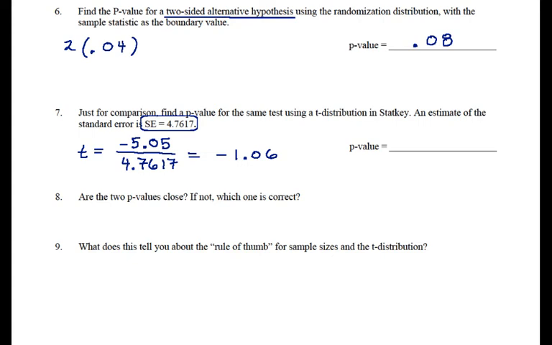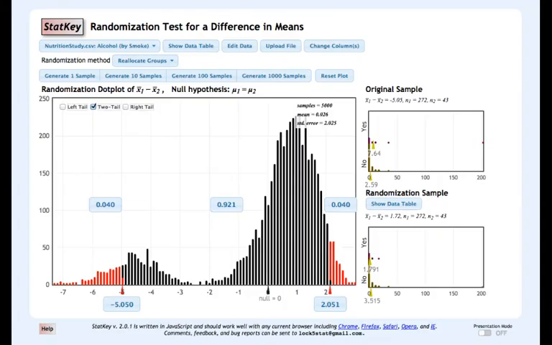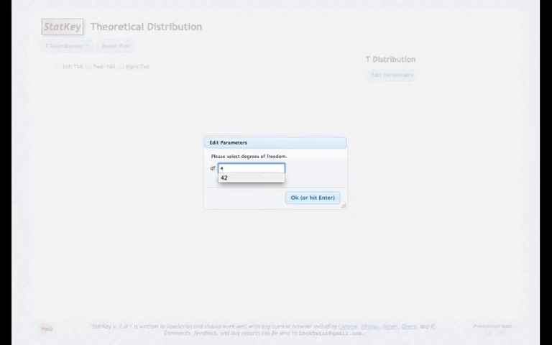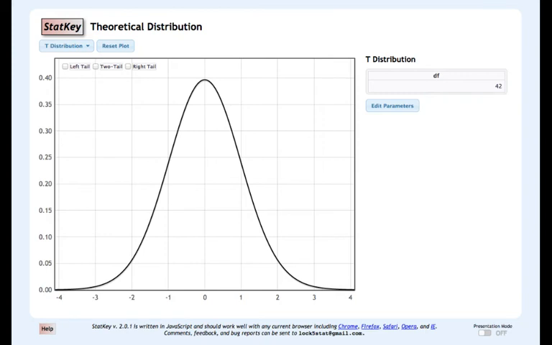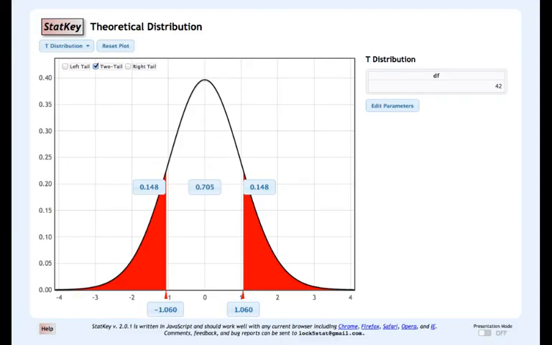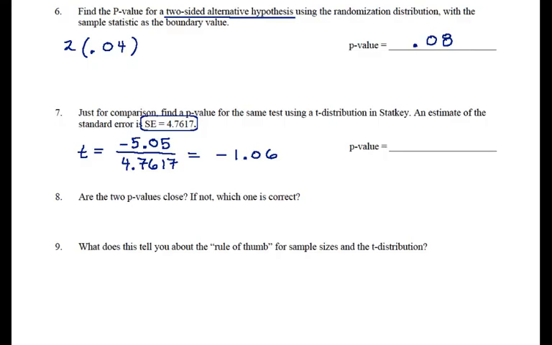One standard deviation away. If we go into Statkey again now and go to a t-distribution, and we'll assume we're still using 42 degrees of freedom, two-tail, and overwrite this with my 1.06, I can see I get a fairly large p-value, 0.148 plus 0.148, or 0.148 times 2 gets me almost 0.3. This is about 0.296.